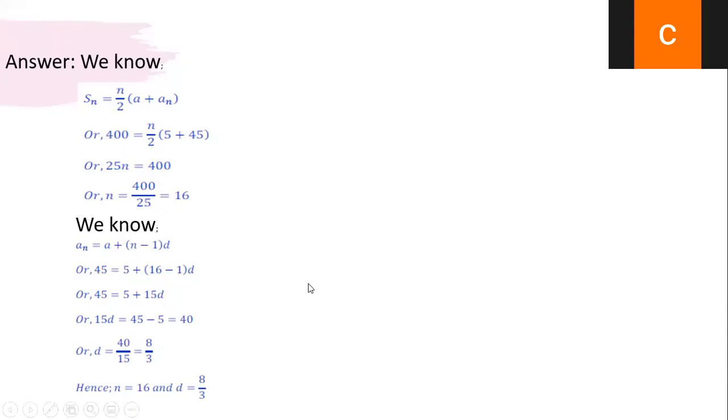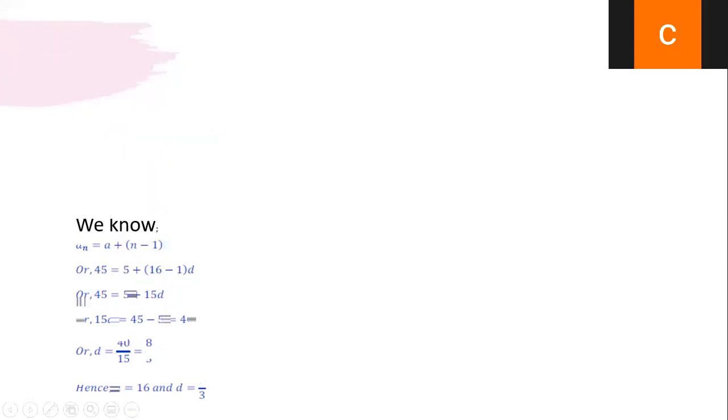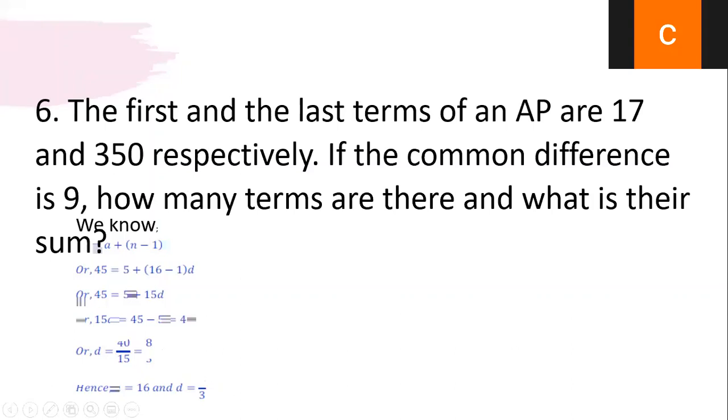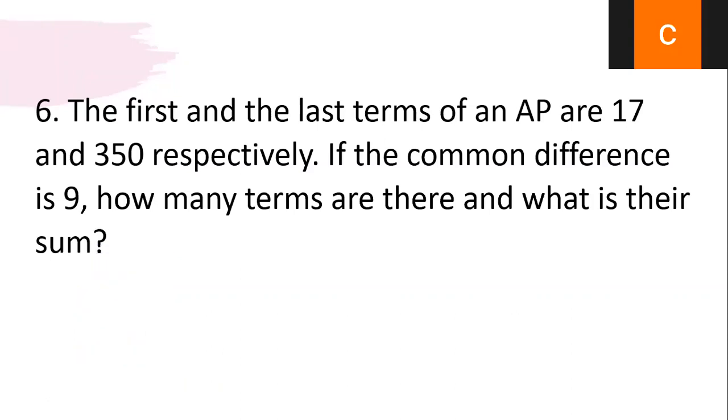Shall we move on to the sixth sum? Yes, ma'am. The first and last terms of an AP are 17 and 350. A value they gave 17 and L value they gave 350. If the common difference is 9, D value they gave 9. How many terms are there, and what is their sum? We need to find out n and Sn. Am I clear, children?